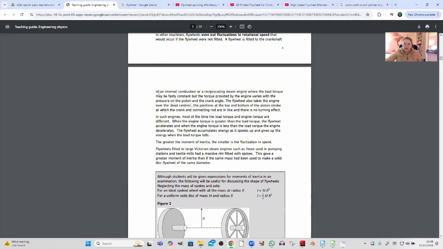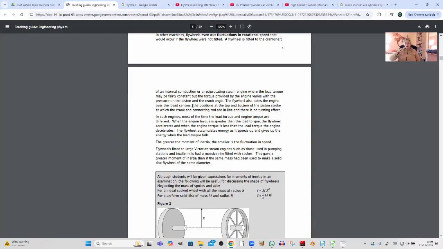Anyway, right, okay. So a flywheel is fitted to the crankshaft. So that's that ziggy zaggy shaft. That's the crankshaft of an internal combustion engine or a reciprocating steam engine. Reciprocating just means going backwards and forwards. So again, it's a piston engine, where the load torque may be fairly consistent, but the torque provided by the engine varies with the pressure in the piston and the crank angle. The flywheel also takes the engine over the dead centres.